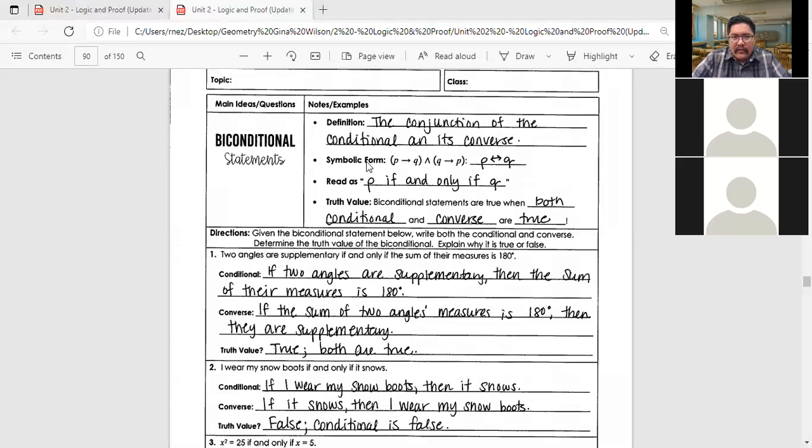So the symbolic form would mean if P implies Q and then Q implies P, you would write this double-sided arrow.